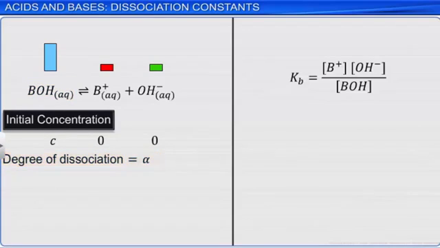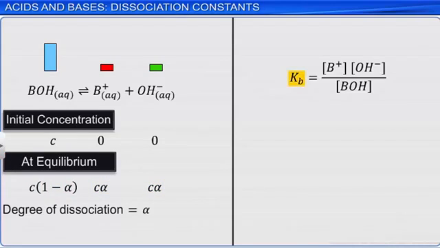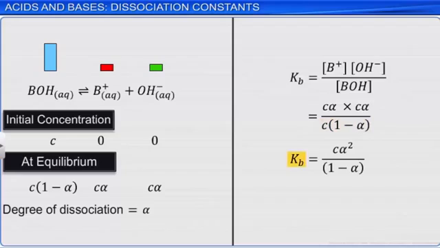At equilibrium, the number of moles of the reactants will be C(1 minus alpha) and of the products C alpha each. The dissociation constant Kb for this dissociation equilibrium can be written as Kb is equal to the product of concentration of OH minus and B plus ions divided by concentration of BOH. Substituting the equilibrium concentrations in this equation, we get C alpha multiplied by C alpha divided by C multiplied by 1 minus alpha. Thus, Kb is equal to C alpha square divided by 1 minus alpha.